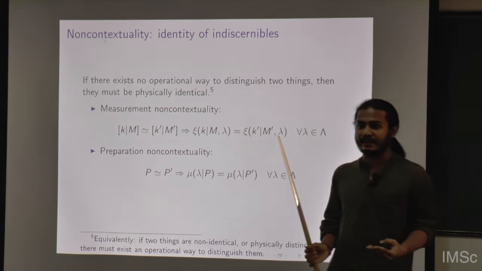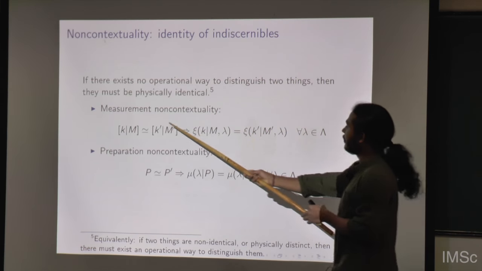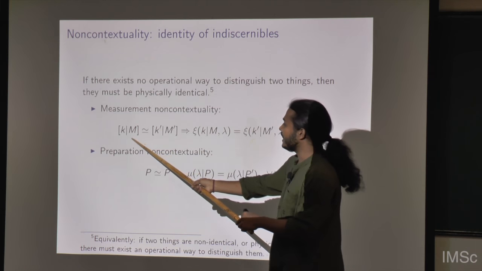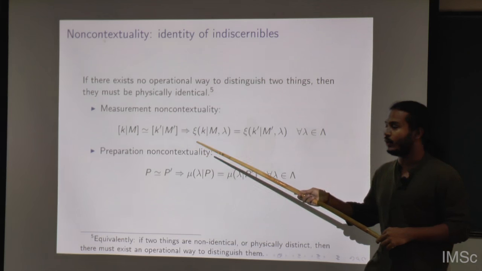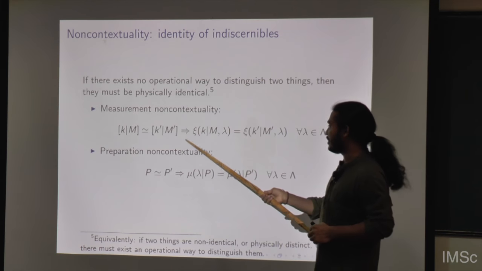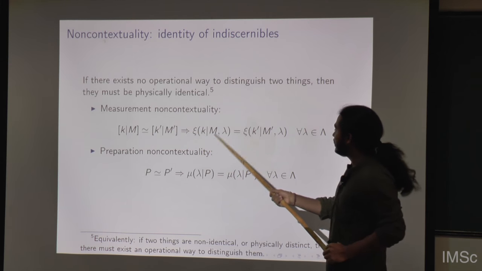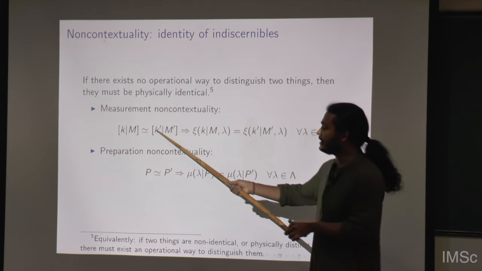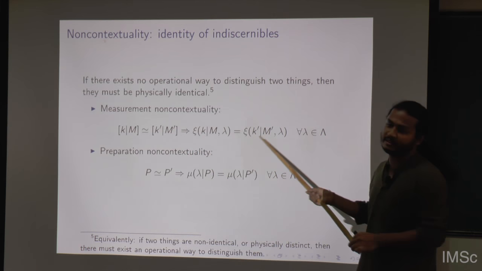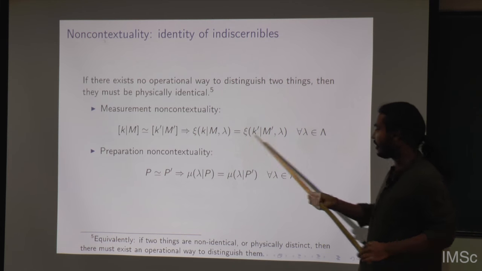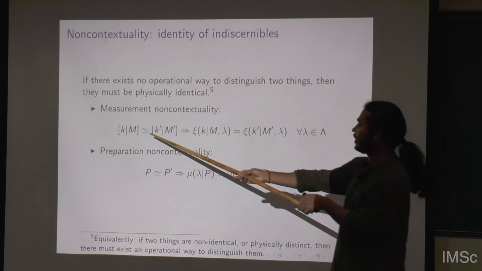The way this is reflected in our work is measurement non-contextuality. It is the assumption that if you don't see a difference between these two events operationally, if no experiment can tell them apart, then it's a plausible hypothesis that the response functions for these two are the same, which is that the reason you don't see a difference is that there's no difference in the way that the measurement procedures respond to every physical state lambda, and therefore you get this.